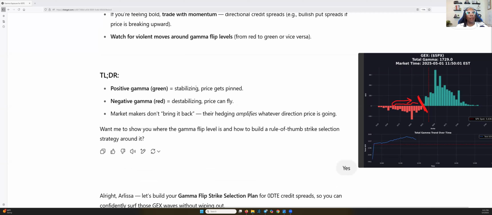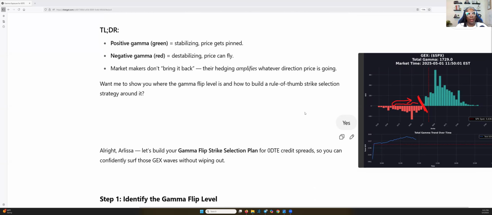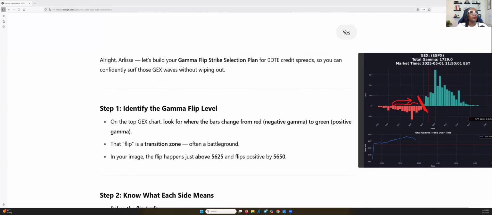Okay, positive gamma is stabilizing, price gets pinned. Negative gamma is destabilizing and price can fly. Which is probably why, when we do see the turnarounds happen at the bottom of a red zone, it turns back pretty hard and keeps on moving, because once it does change direction, it starts to move the way it's going. Okay, market makers don't bring it back. Their hedging amplifies whatever direction price is going. Right? Okay.